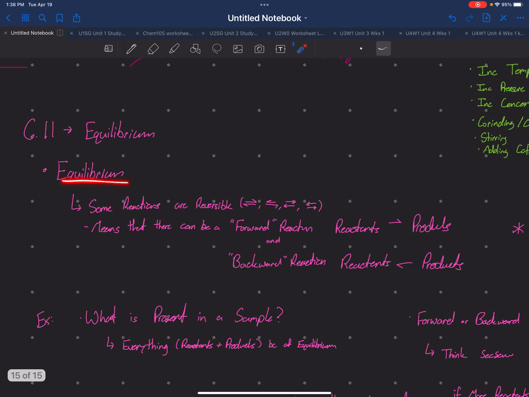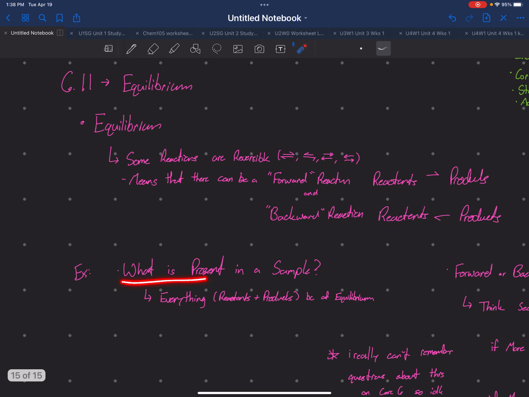So, equilibrium, there's forward reactions and then backward reactions, meaning that both the reactants and the products will be present at any time. Okay? So, what is present in a sample? Everything. Reactants and products, because of equilibrium. Okay.